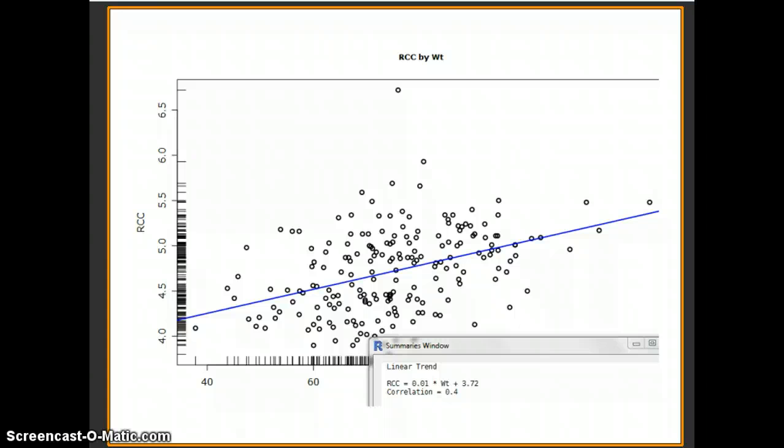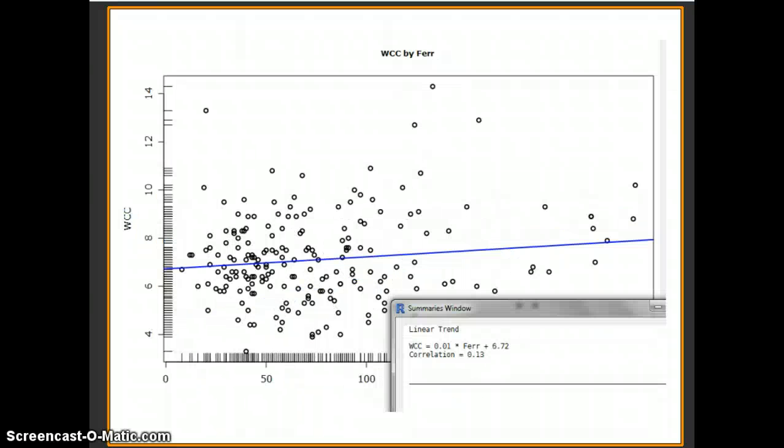Okay, this one here is a tad stronger. It's got a 0.4 correlation coefficient. It's 0.4 going uphill, so it's a positive linear association, but it's a weak relationship. And here we've got a 0.13, no significant relationship there.